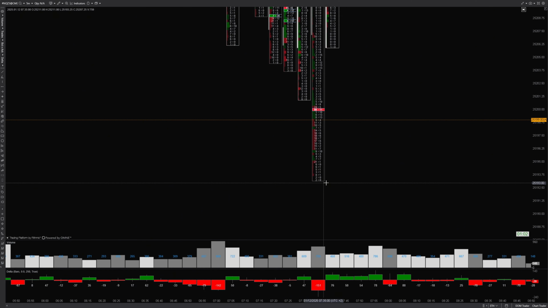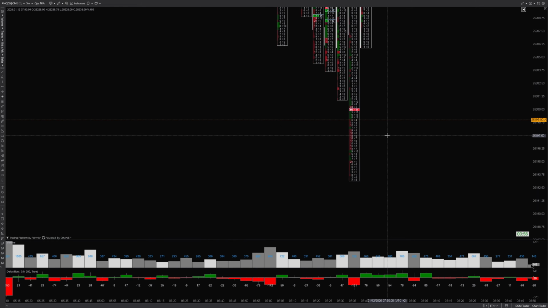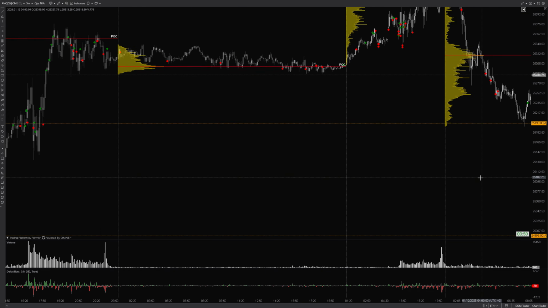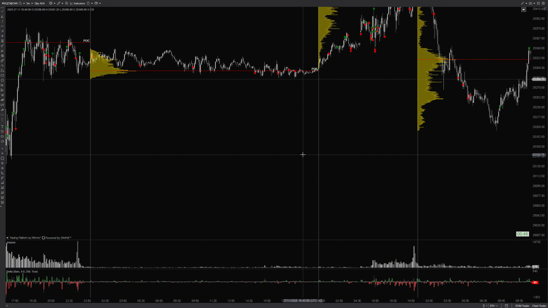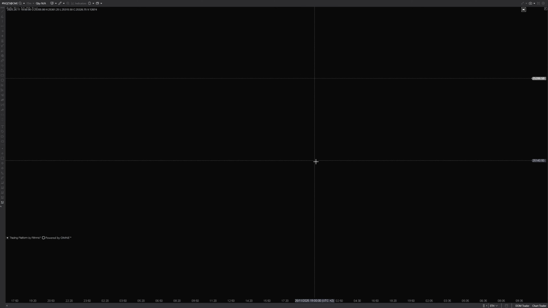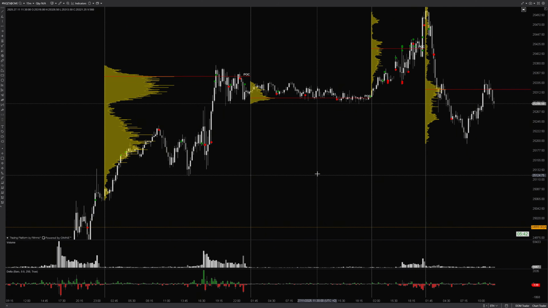But I have nothing here. I do see that we had a volume increase and later on the delta shift as well. So unfortunately, no confirmation entry for me here. So I am also removing this key level since it's already mitigated. Now let's go back.